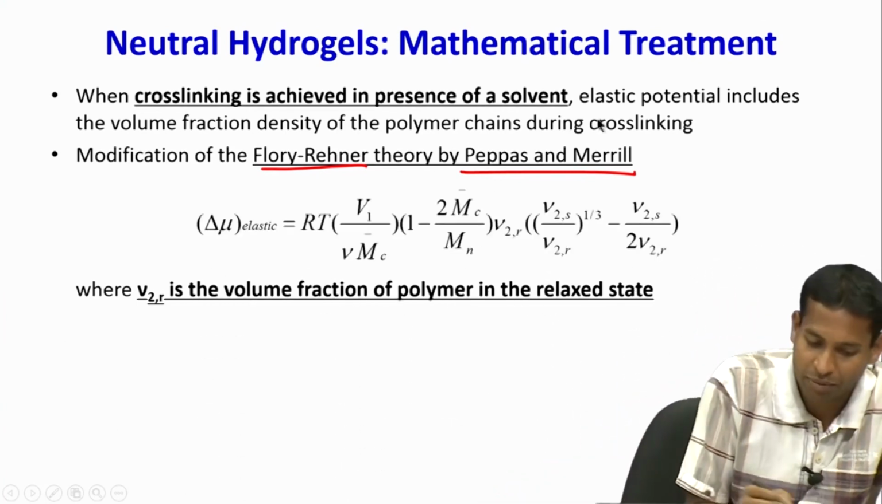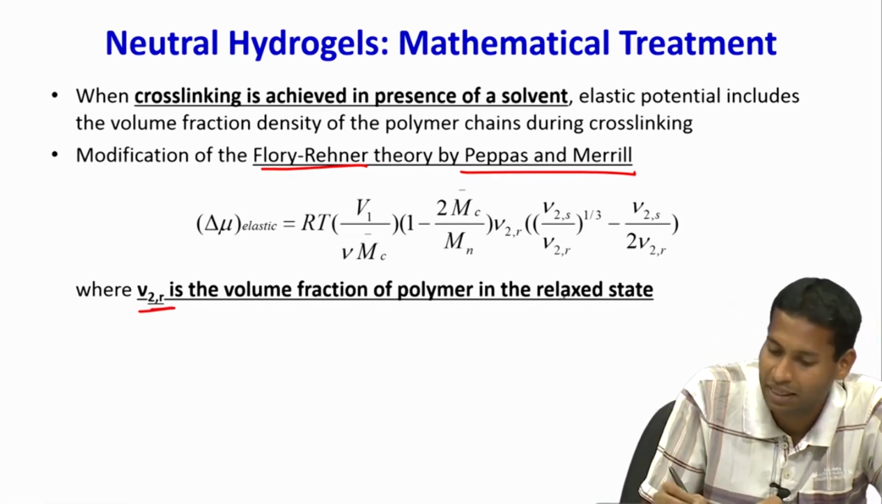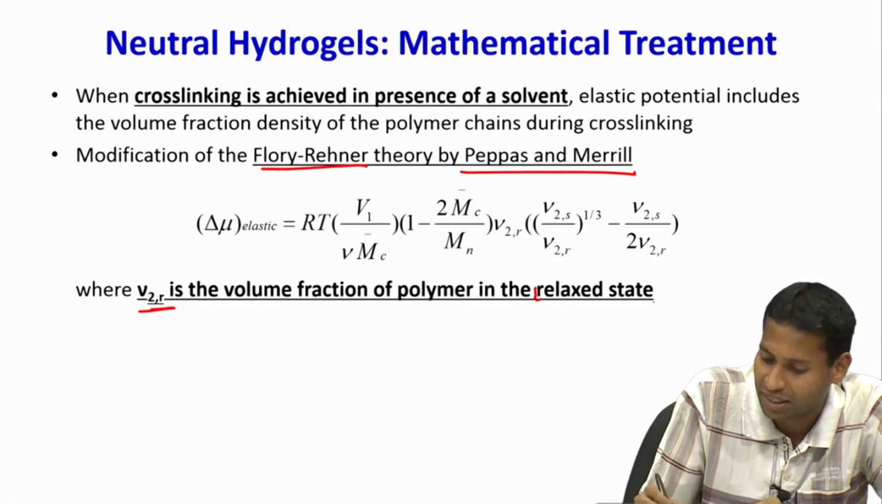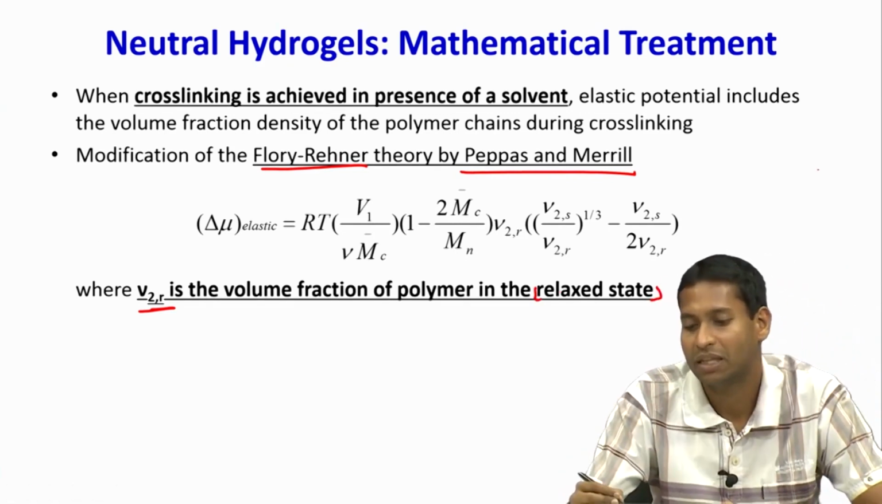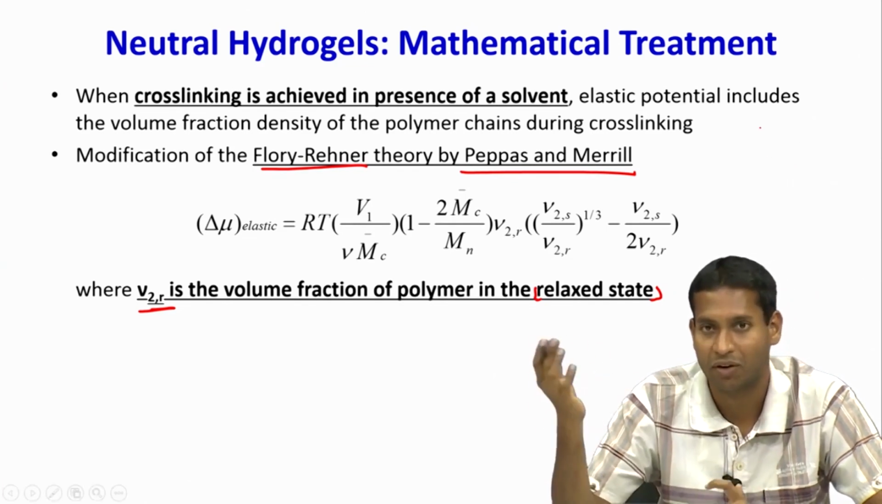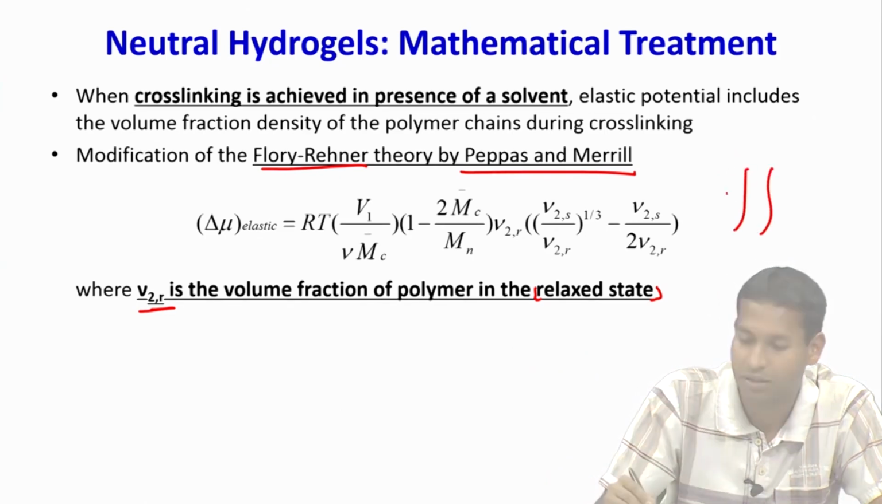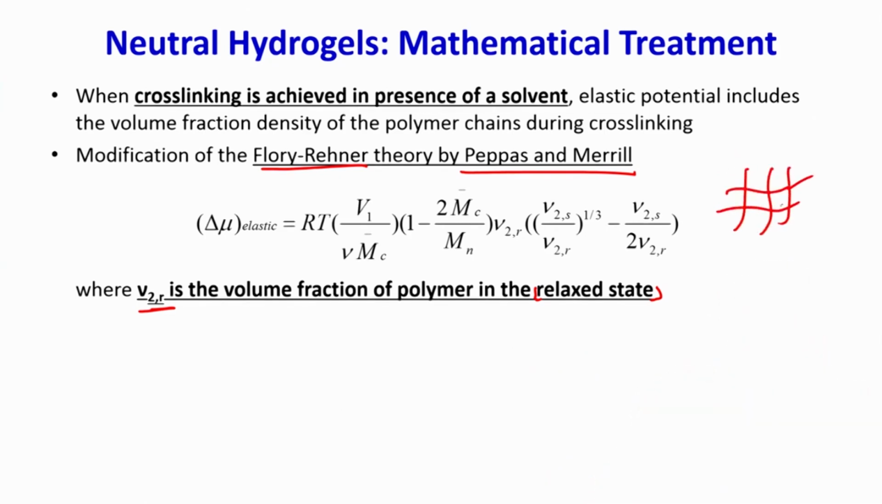So, we have defined a new term called V2R, which is essentially the volume fraction of the polymer in the relaxed state. And when I say relaxed state, what is relaxed state? Let us say I am doing the synthesis of the hydrogel in 100 microliter of a solution volume, and the hydrogel is formed. When it is immediately formed, what is the volume polymer fraction at that state? So, this is the relaxed state, which essentially is just formed.